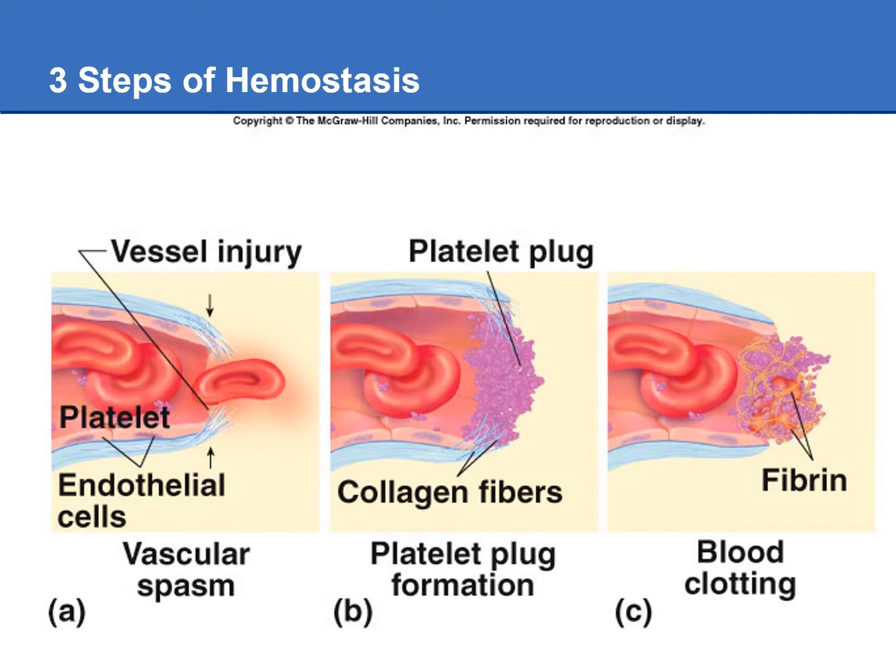The first one is vascular spasm, which we'll talk about next. And then that's followed by forming a platelet plug to plug the hole temporarily, and then finally the blood clot will form, and then that will be more reinforced and will last longer than the platelet plug.